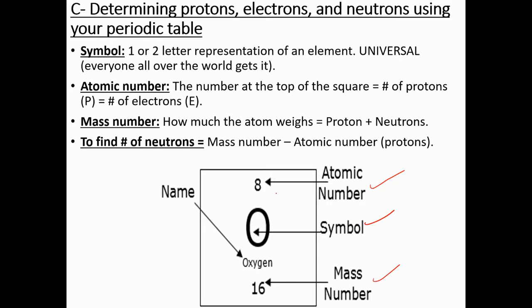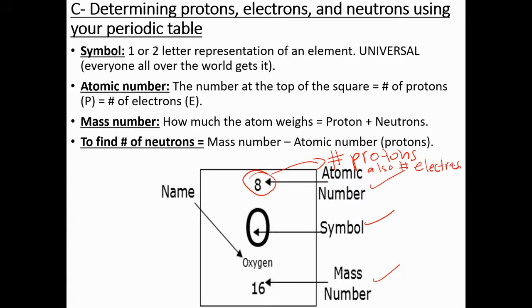So the symbol, like I said, that's that universal symbol that tells us what the element is, one letter or two letters. The atomic number is typically at the top somewhere. You just have to make sure you read your periodic table legend. It'll tell you where the atomic number is generally, but it's usually at the top in your periodic table. And that refers to the number of protons, actually. So your atomic number also tells you your number of protons. And if the atom is neutral, it's also the number of electrons.